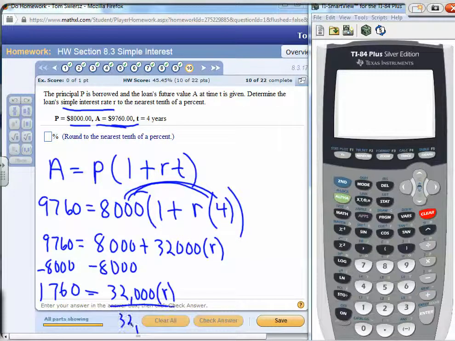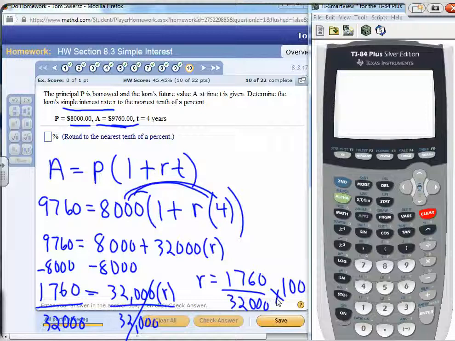If we divide by 32,000, we'll get 1 R, which gives us R. So I'm sorry, this would be divide both sides by 32,000. So that means R is going to be 1760 divided by 32,000, and then multiply by 100 to get it in terms of a percent. So again, you've got to do a couple of algebra steps. You've got to distribute the 8,000 times 1 and the 8,000 times R times 4. 4 times 8,000 is 32,000. You can do it on your calculator, and then subtract 8,000 and divide by 32,000.